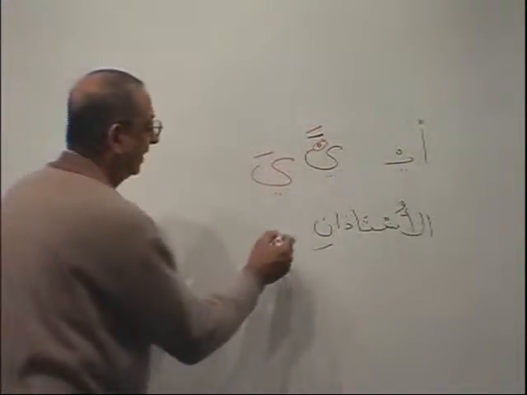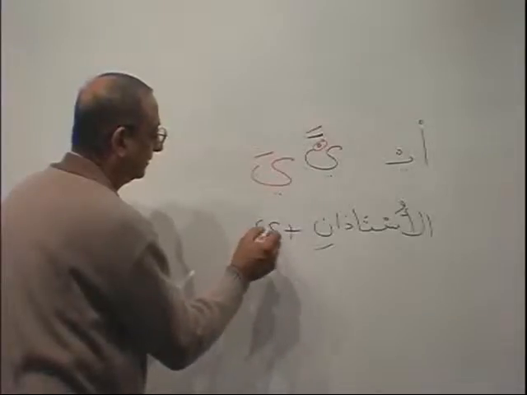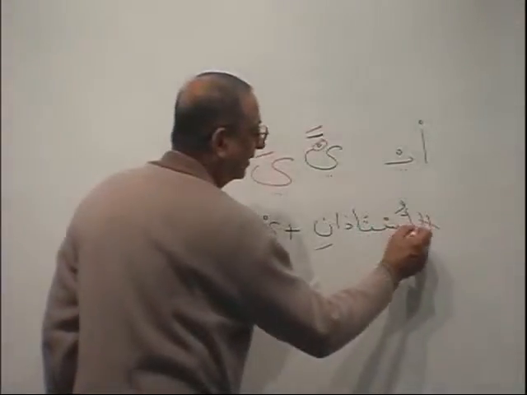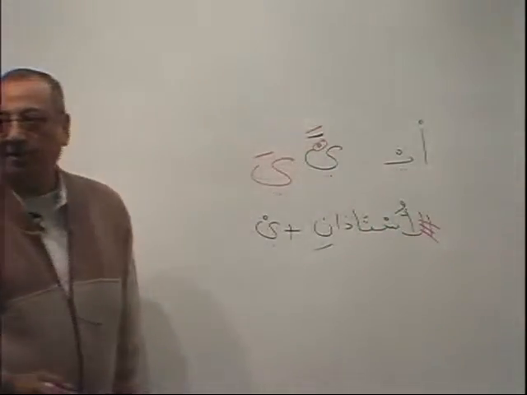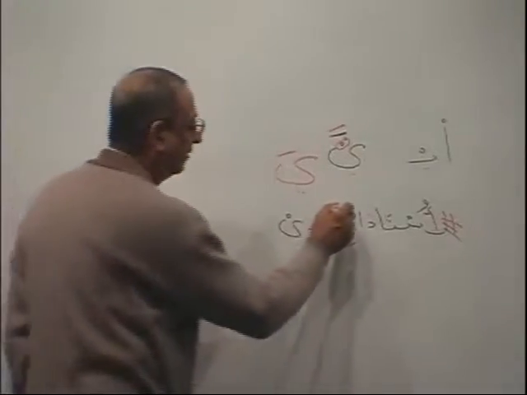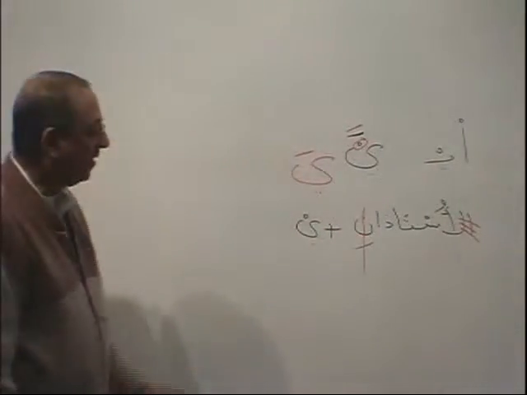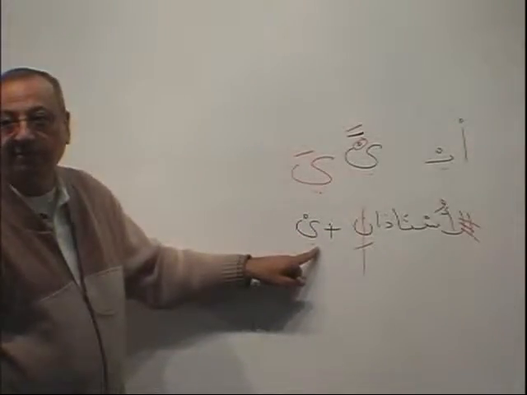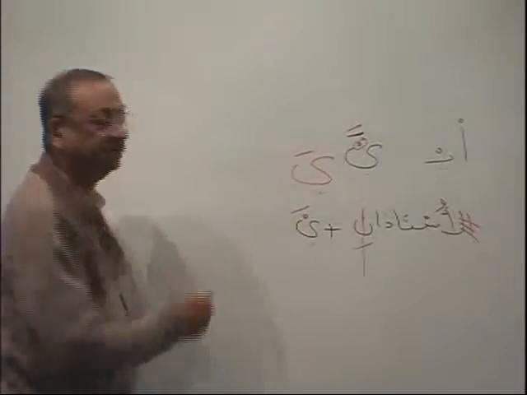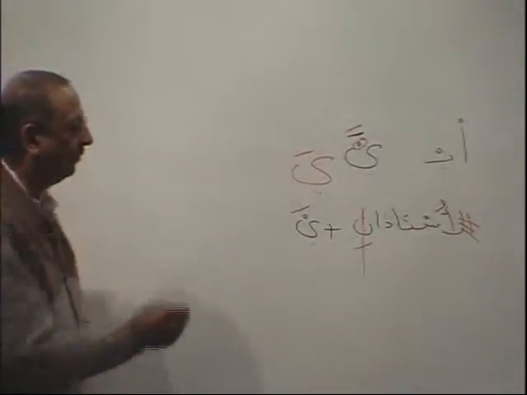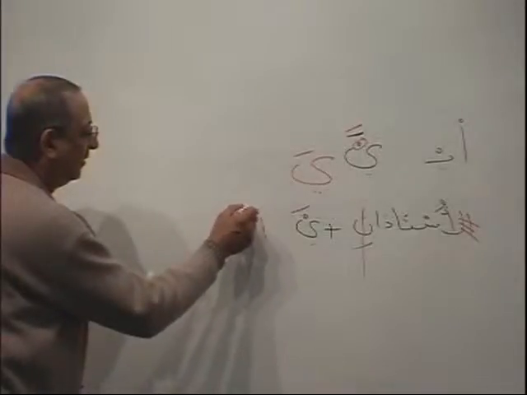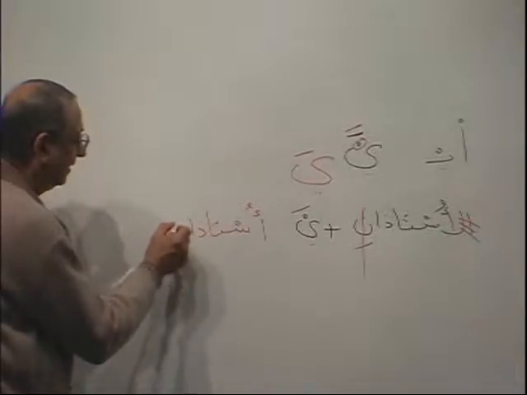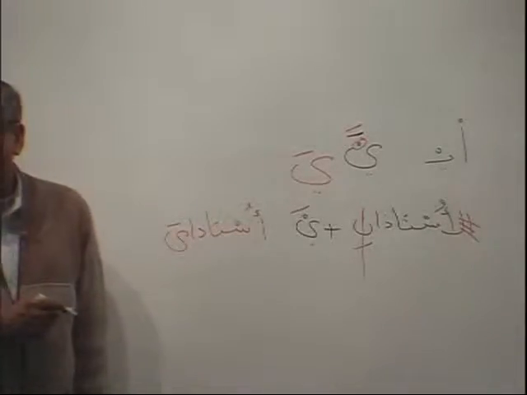Now we put ya mutakallim. So what is happening now? First we got to remove al because it is mudaf, so we cannot have al. Next we remove noon. Now alif is left and ya is coming after alif, so we got to give it a fatah. Sahi? So what will you say now? Ustazaya. Got the idea, brothers and sisters? Inshallah.